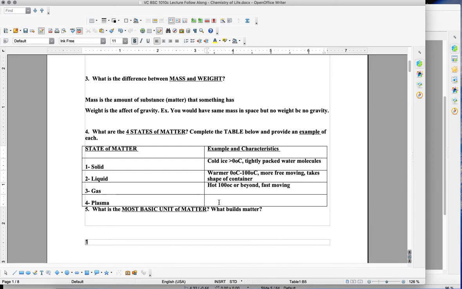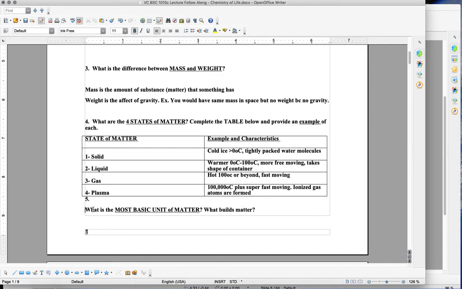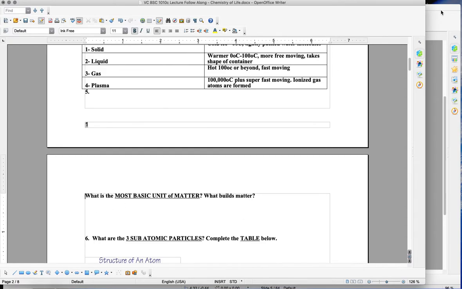Okay, and then plasma is going to be really hot, 100 degrees Celsius plus, super fast moving, ionized gas atoms are formed. All right, cool. So hopefully that is just a nice review of what matter is.